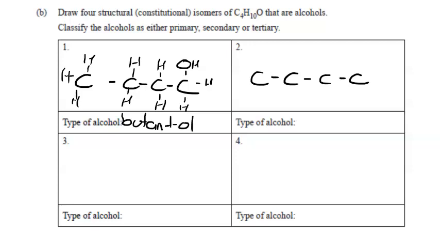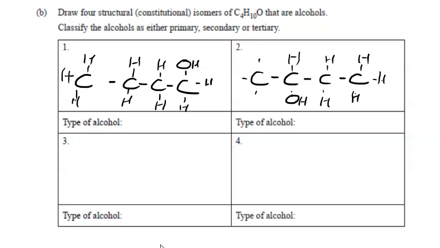Butan-1-ol. But we're not actually naming them, sorry. So that's butan-1-ol. We can also make it butan-2-ol. It's a good habit to name them because you might just be drawing something in a different way but actually end up with the same name. By naming them and checking that their names are actually different, you are making sure that you're actually drawing different compounds. So that is another one, that's butan-2-ol. We'll classify them in a second.